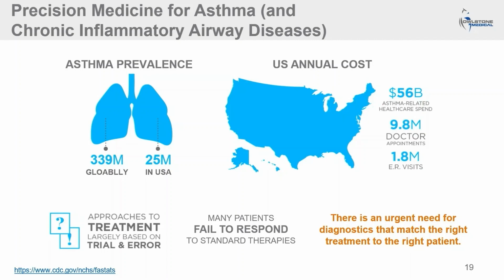Asthma is caused by activation of a wide range of inflammatory pathways that result in significant reduction in pulmonary function and quality of life. Globally, more than 300 million people suffer from asthma, with more than 25 million in the US alone, where it accounts for more than $50 billion in healthcare costs each year.